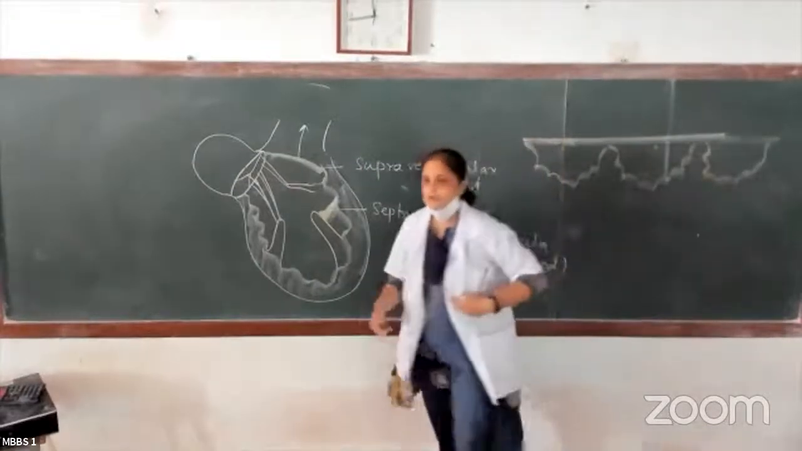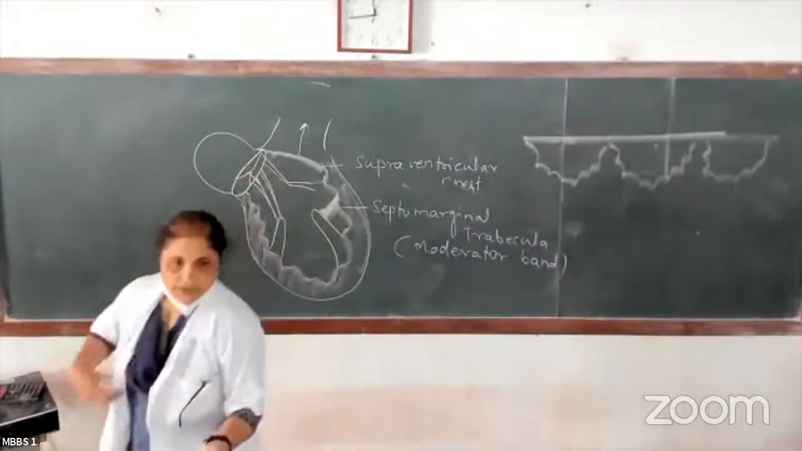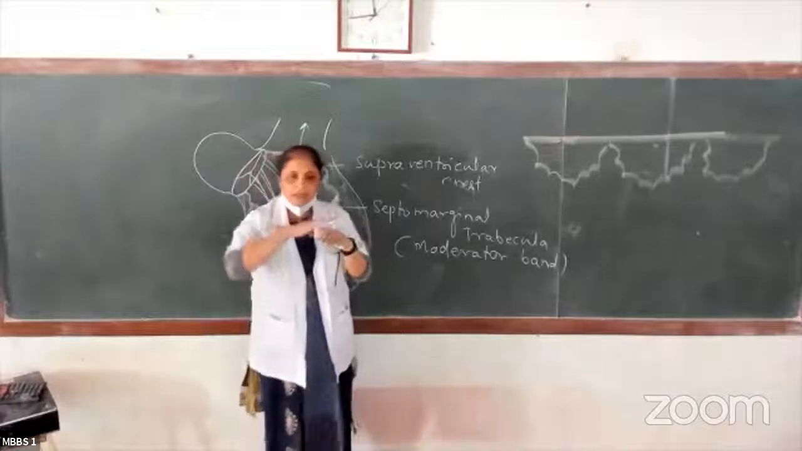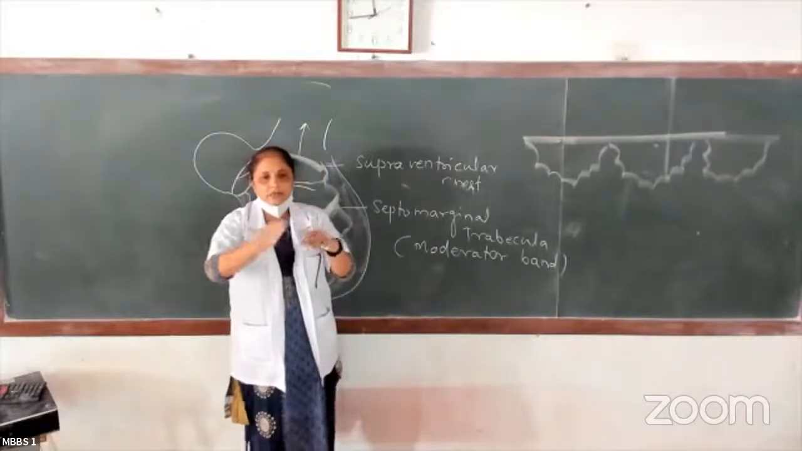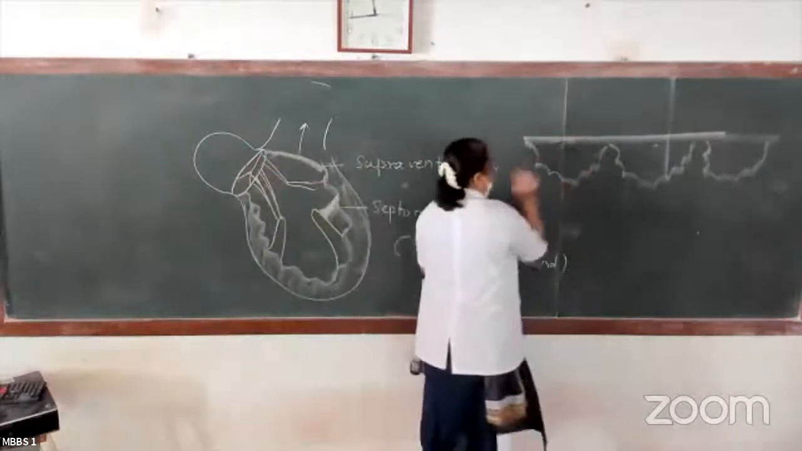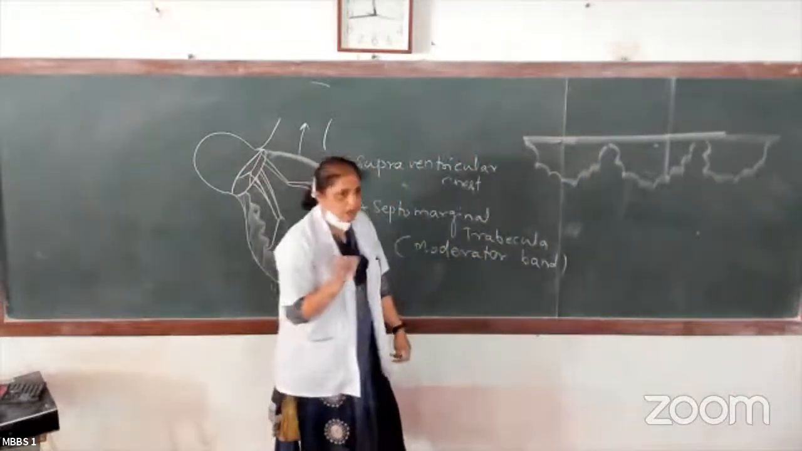The cusps are also formed of collagen fibers. The basic skeleton of the cusp is the collagen fiber, covered by the endocardium. Each cusp has three zones.